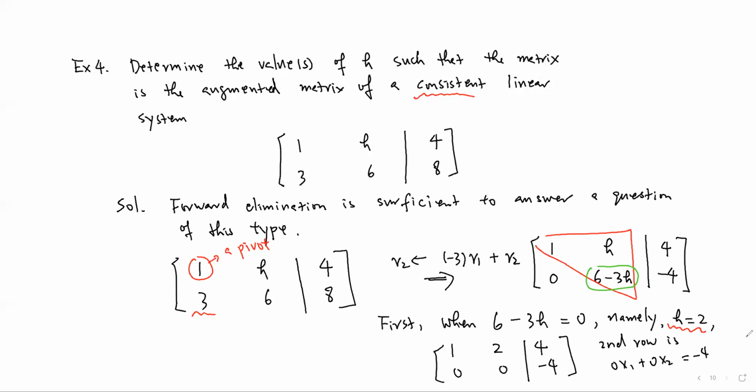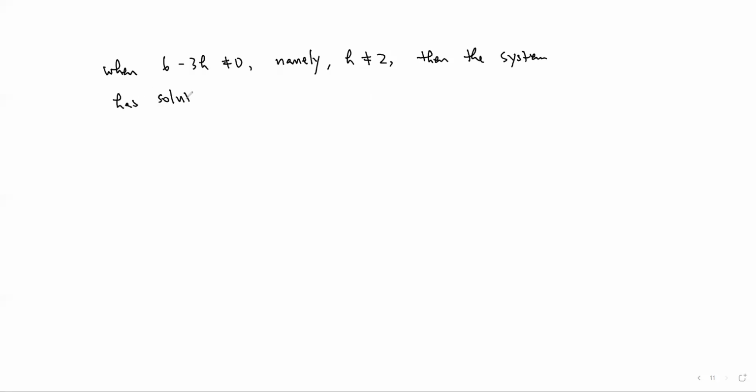How about other values? Second case. When 6 minus 3h is not 0, namely h not equal to 2. In this case, the linear system has solutions.